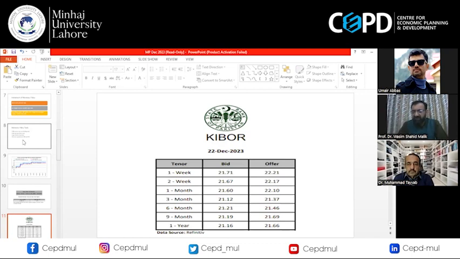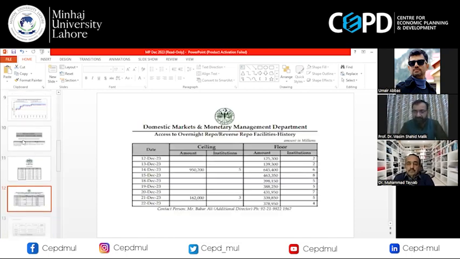Why are the 9 month and 1 year KIBOR rates below 22%? Because there is an expectation that the central bank will change its policy rate in the future. It is very much expected that the State Bank of Pakistan will lower its policy rate in the near future. That's why the 9 month, 1 year, and even the 6 month and 3 month KIBOR are below 22%. This shows the market expectation about the central bank's policy rate.